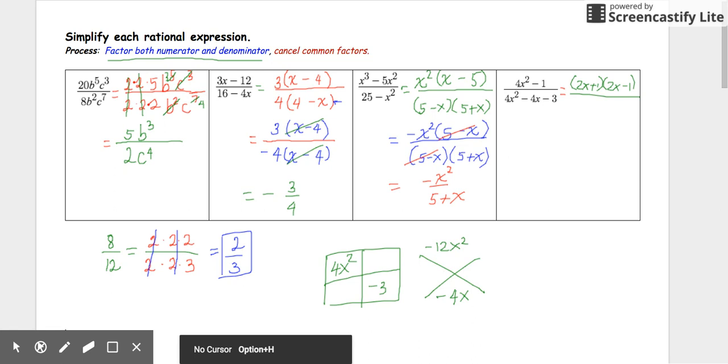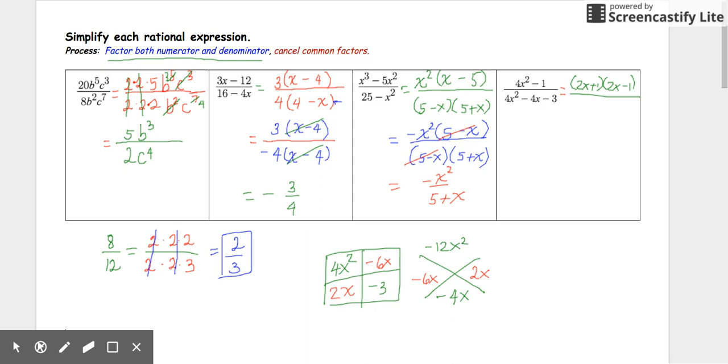So I have to think of two numbers that when multiplied gives me negative 12x squared, but when added will give me negative 4x. And that's going to be negative 6x and positive 2x. That's going to be negative 6x times 2x is negative 12x squared, and negative 6x plus 2x is negative 4x. So we know that these missing numbers here in the box are negative 6x and 2x. And so we need to figure out the length and the width of the rectangle.